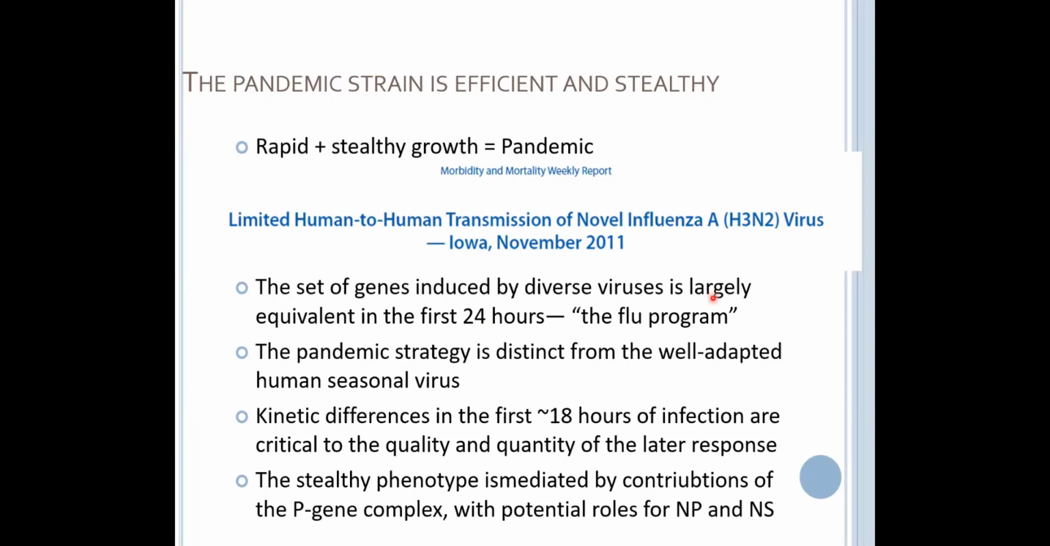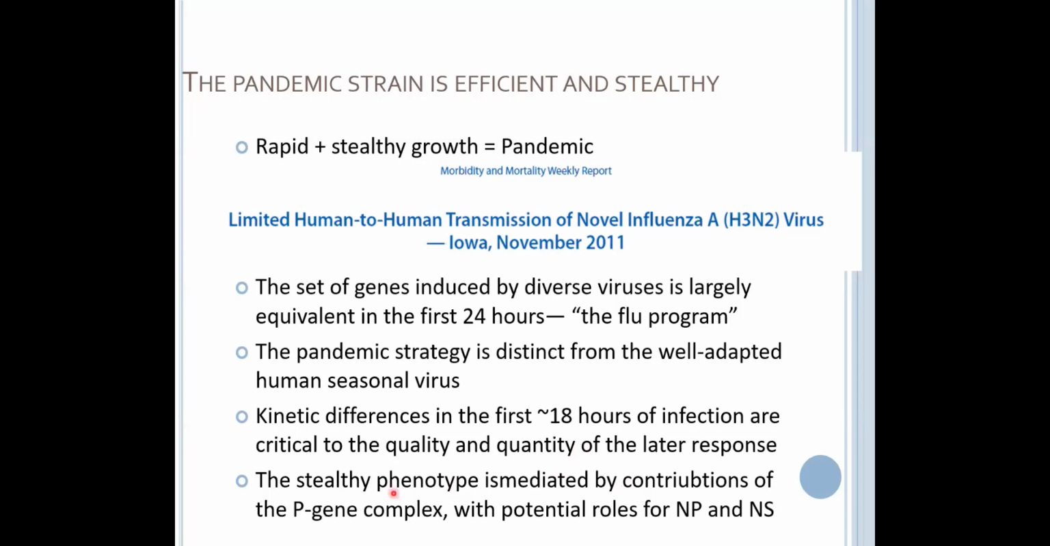The set of genes induced by diverse viruses is largely equivalent to the first 24 hours. I didn't really show you that, but regardless of the kinetics, if you look at all the genes that get turned on across all the strains, they were actually identical. They just came on at different times. The pandemic strategy is distinct from the well-adapted human seasonal virus. And kinetic differences in the first 18 hours of infection seem to be really critical to the quality and quantity of the later response. And this echoes a little bit of what we see on a longer time scale in HCV, where those early innate responses really set up the efficiency of your adaptive response.